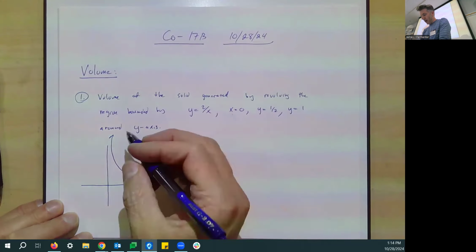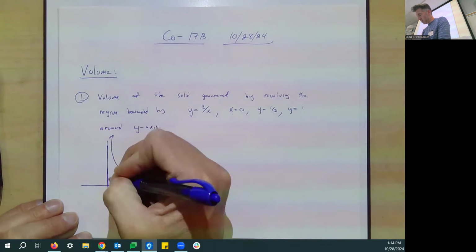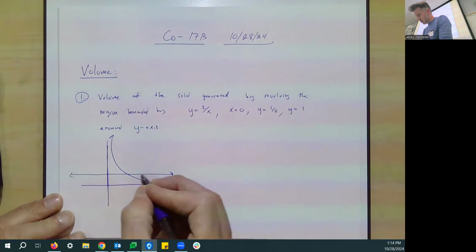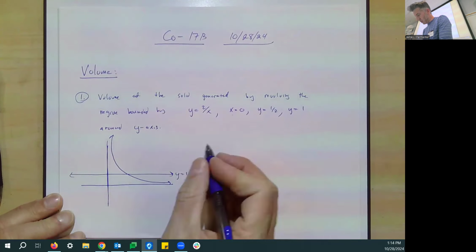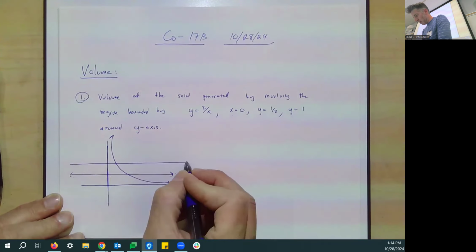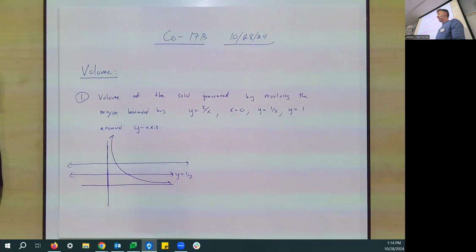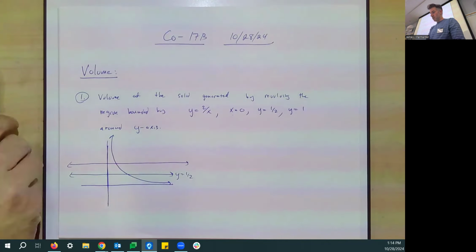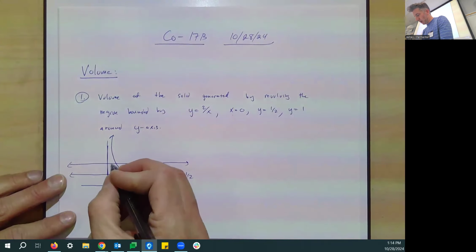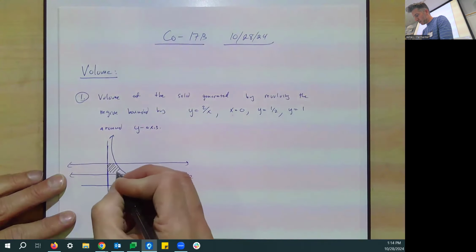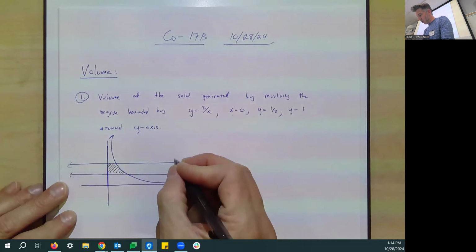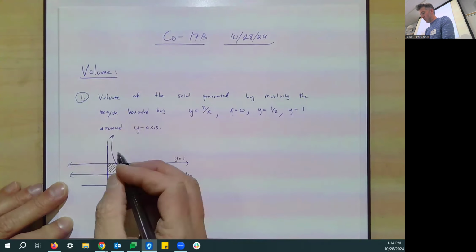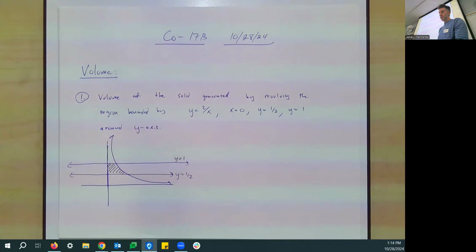x equals 0 is my y-axis, so that right there. y equals 1/2 is a horizontal line. And y equals 1 is a higher horizontal line. And then I'm looking for the region that is bounded by all 1, 2, 3, 4 of those curves. So it's this little section in here. Bounded above by y equals 1, below by y equals 1/2, on the left by x equals 0, on the right by y equals 2 over x.